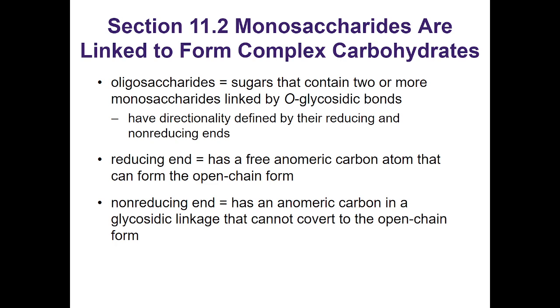The reducing end, again, is going to have a free anomeric carbon atom. These can be formed into the open chain form. The non-reducing end is going to have an anomeric carbon in a glycosidic linkage. This cannot be converted to the open chain form, and so it can no longer do the reducing reactions we talked about before, right?